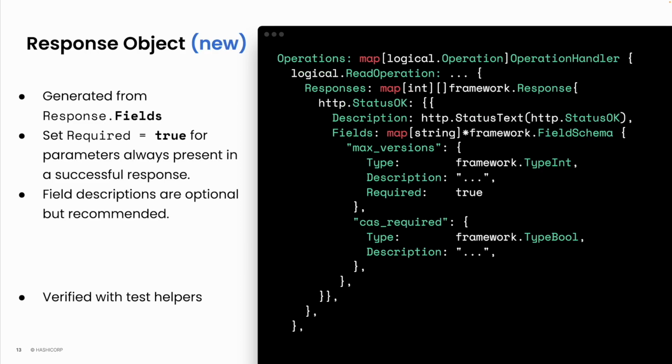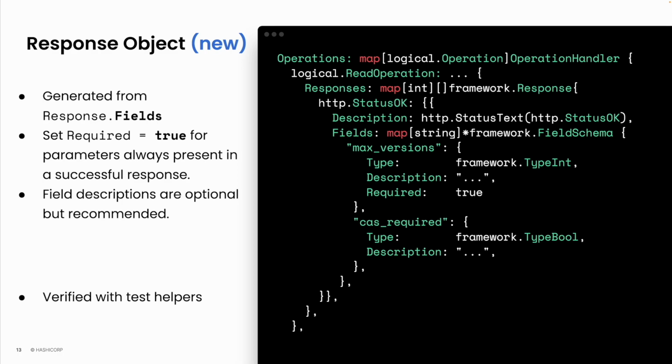Response fields map is something we've introduced quite recently, and it will be mapped to the response object corresponding to this operation. You only need to define the successful 200 level response schema here. As you've seen in the demo, we have a few test helpers that allow validating responses against response schema, and you're highly encouraged to use them.